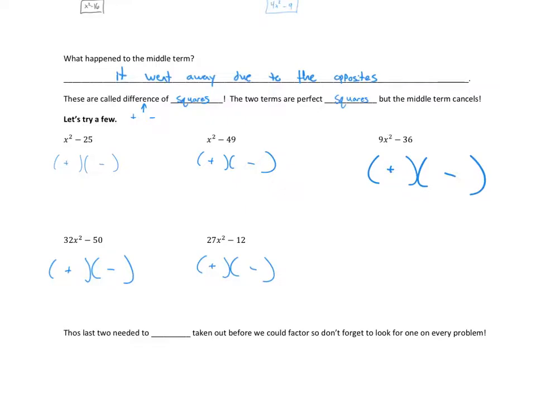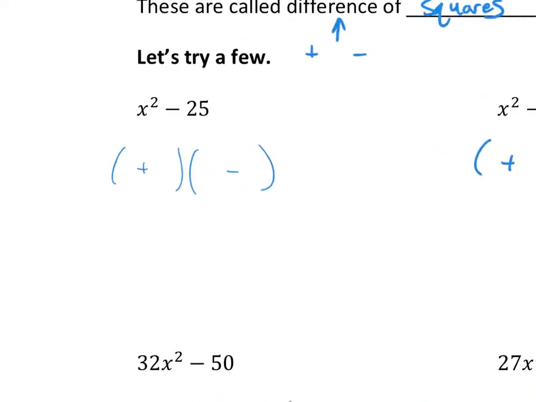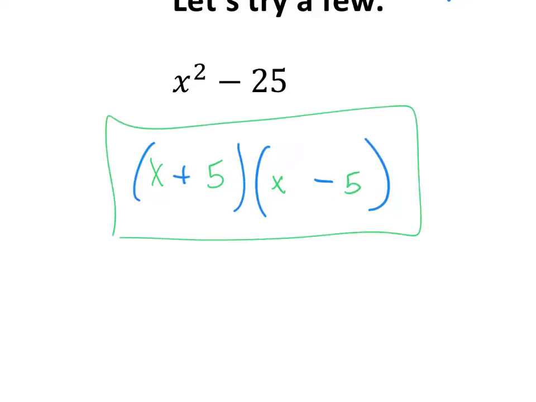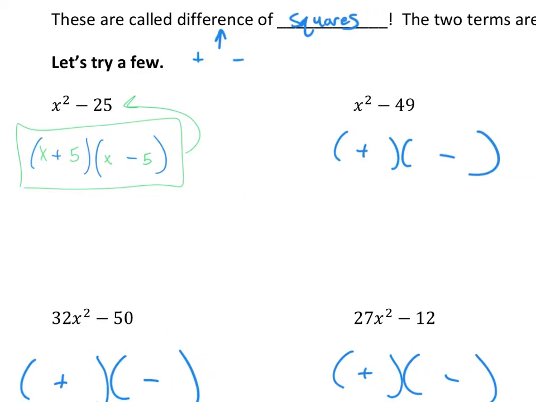One positive, one negative. Then beyond that, you are square rooting your terms. So the square root of x squared is x and x. Square root of 25 is 5 and 5. If you FOIL this out, you'll get right back to the answer of x squared minus 25. This one would be x and x, 7 and 7.